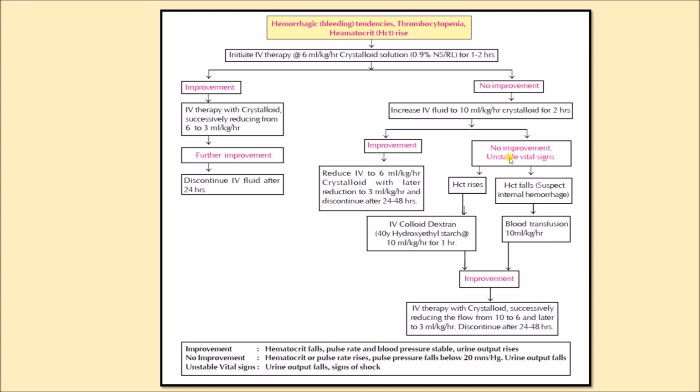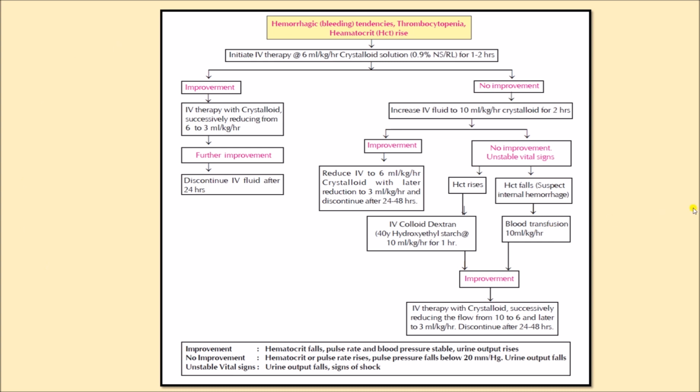Or unstable vital signs. So what do they actually mean? Improvement means hematocrit falls, pulse rate and blood pressure are stable, and urine output rises. Whereas no improvement means hematocrit or the pulse rate remains high, pulse pressure falls below 20 millimeter of mercury, and urine output does not increase. So it falls or it remains very low. Unstable vital signs means urine output is low, as well as there are signs of shock.